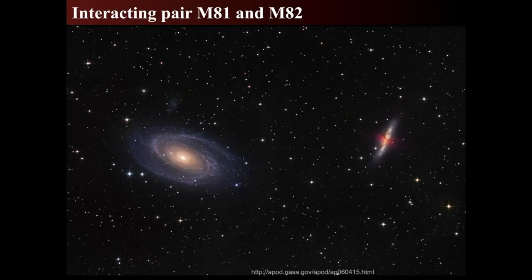interacting pair of galaxies. They're a classic interacting pair of galaxies, M81 and M82. They're about 12 million light years away.